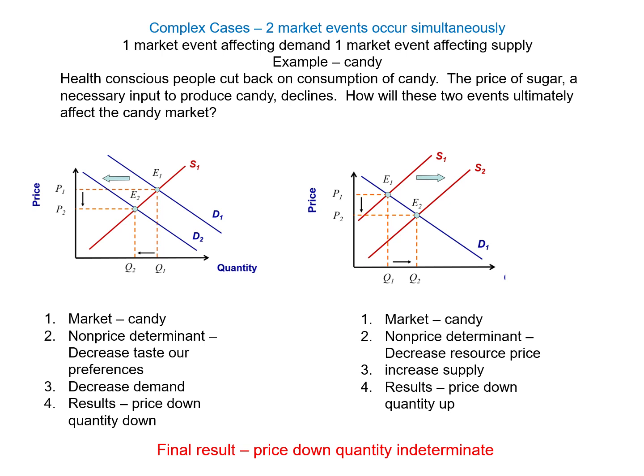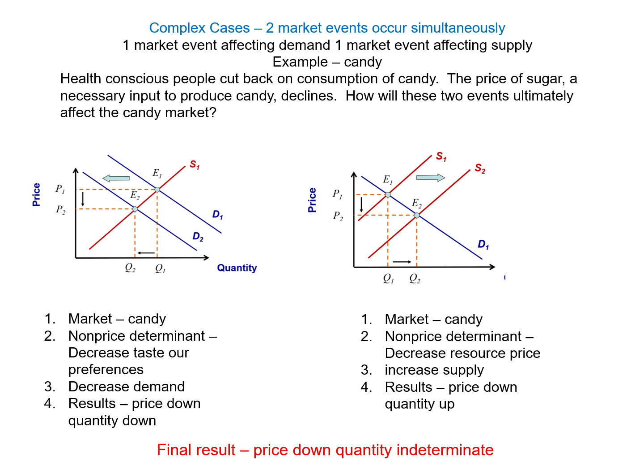Decrease in the taste or preference. Also could say decrease in number of buyers. Shifts demand from D1 to D2. The leftward shift in demand, price down, quantity down at the new equilibrium, E2. If that was the only event that happened, you would be finished.